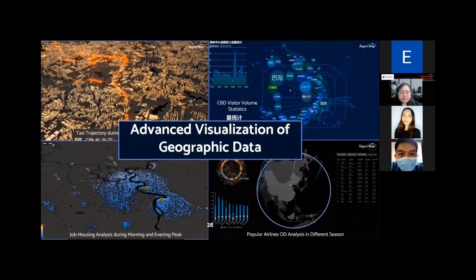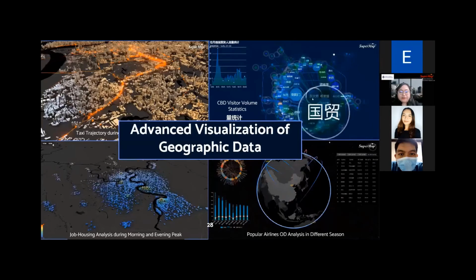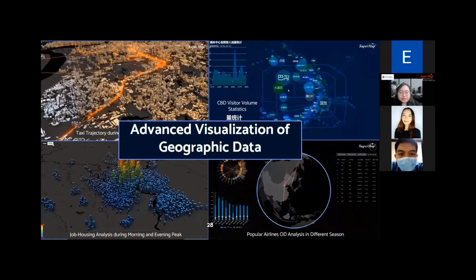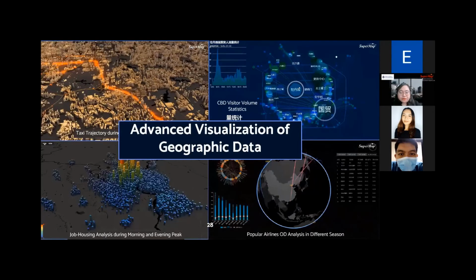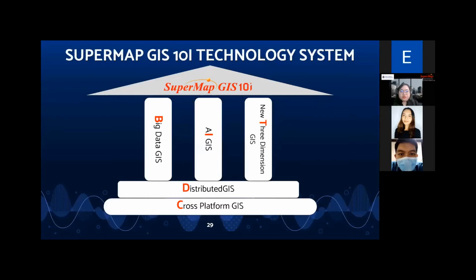And these are the examples of advanced visualization of geographic data. You can see that the effect is very cool. We can display this advanced visualization both in 2D or in 3D data. So that's all for the big data technology. We now go to the AI GIS.